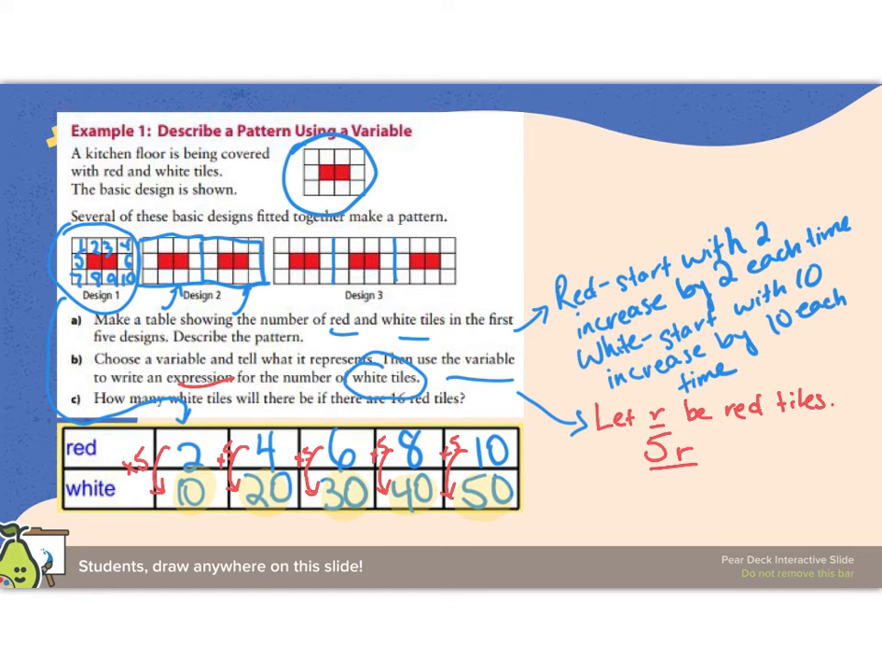All right, last one, C. How many white tiles will there be if there are 16 red tiles? I can actually just plug that in. Now that I have my expression 5R, I could just go 5 and then plug in my 16. 5 times 16. If you see two numbers touching, it means you're multiplying. I can think about this in terms of 5 times 10 plus 5 times 6. That would give me 50 plus 30, a total of 80. So 80 white tiles.